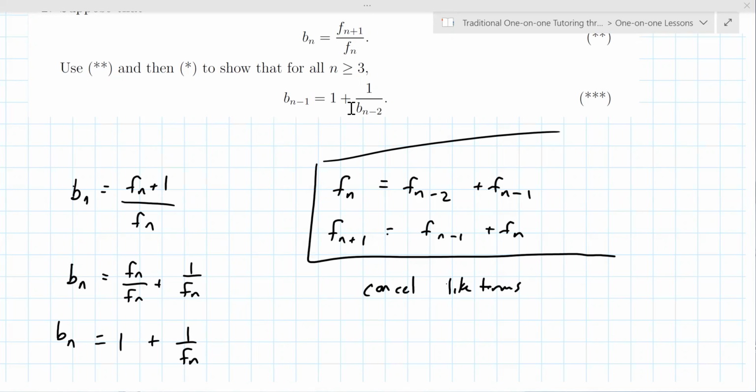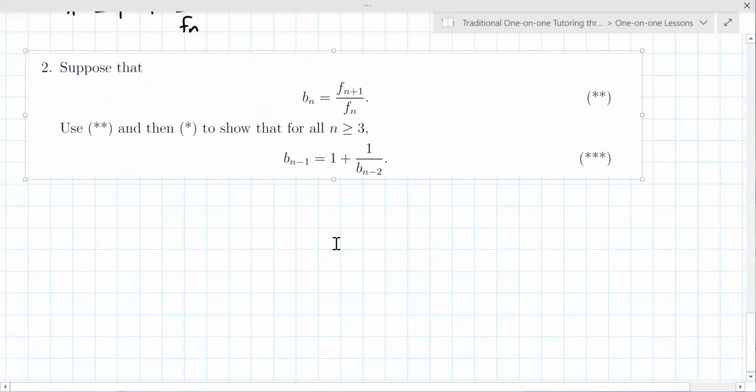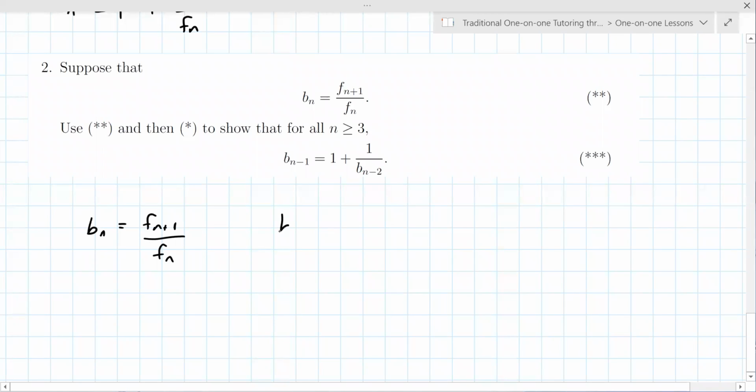Okay, let me try something different. This didn't go down the right path. All right, so they want you to start with this. So Bn equals Fn plus 1. Oh, I'm sorry, that is why it didn't work, because that's in the subscript. That's silly of me. Okay, so Bn minus 1 means wherever you see an n, replace it with n minus 1.